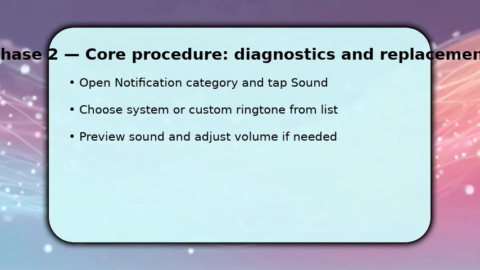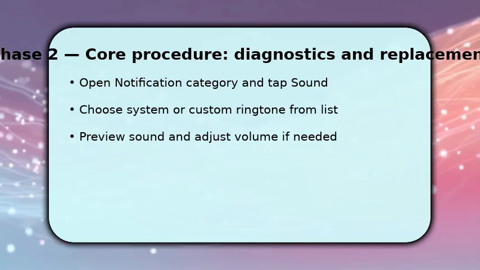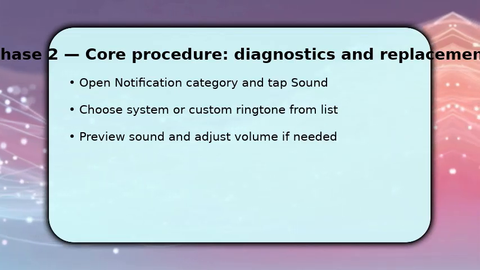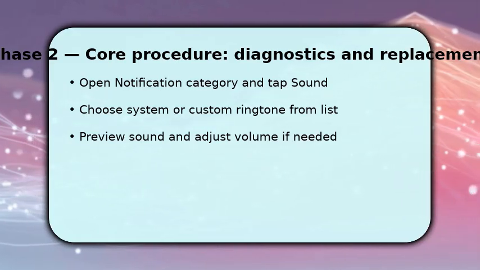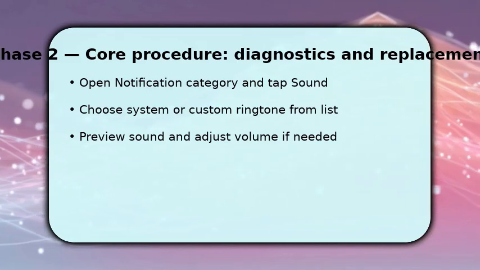Now you select the specific notification category and tap Sound to see available tones. You can pick a system sound or choose Add or Browse to use a custom file. MP3 or WAV commonly work. Once you tap a tone, the device will preview it so you can evaluate loudness and character.